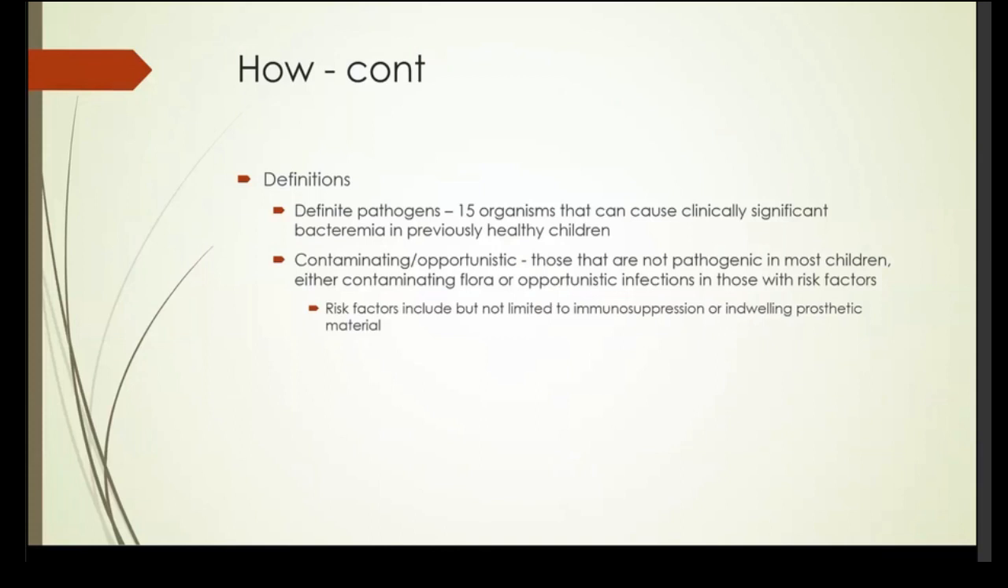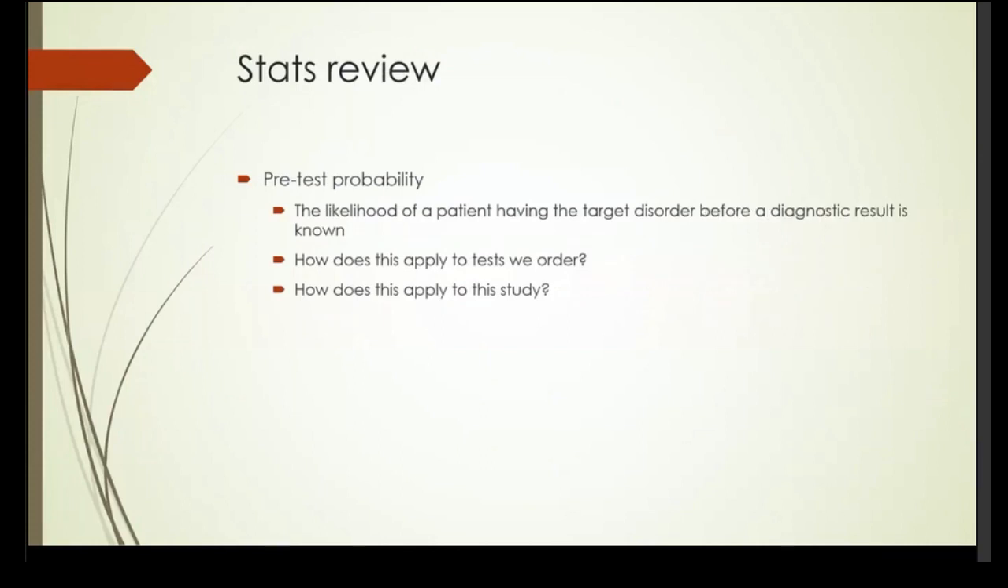Okay, that's that part of the how. And the next part that's important when analyzing a journal is to see how they do their statistics. So let's talk for a second about pretest probability. So blood cultures themselves, do they have a high pretest probability of being positive? So yes, Dr. Keys, patients with lines were excluded.